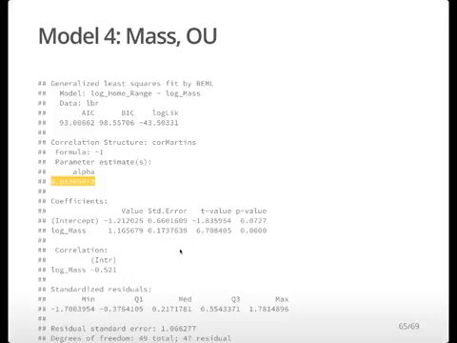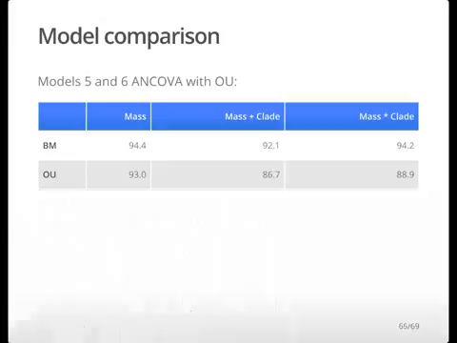So then we could go and fit the same set of models, but with OU, right? And so that's what we've done here. So models 5 and 6 are the 2 different ANCOVA models with OU here. So mass and clade, mass plus the interaction between mass and clade, right? So this is the sort of standard set of regressions that we would do normally. And then these are just AICs, not AICCs, but they're all going to be pretty similar here. And so again, I think the best model is this one.